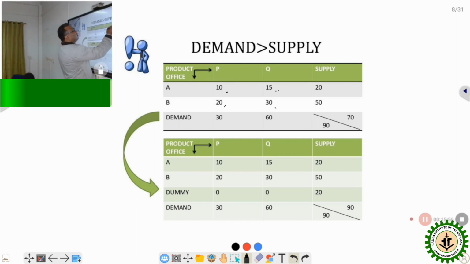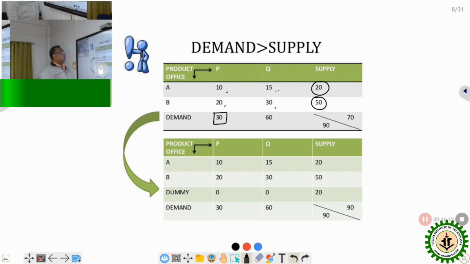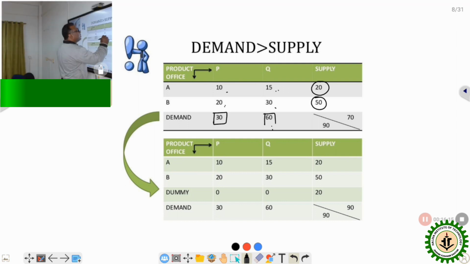This is the available amount in origin A. This is the available amount in origin B. And this is the demand of destination P, and this is the demand of destination Q.